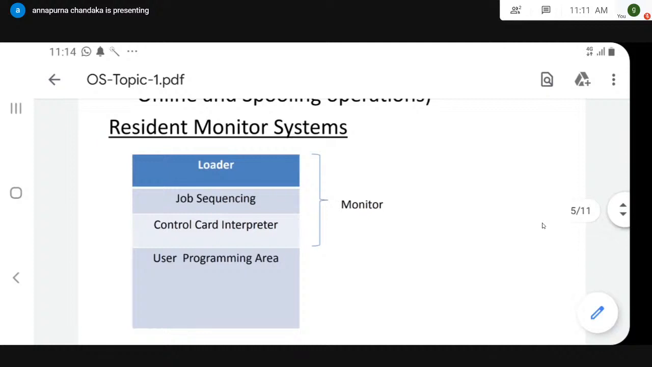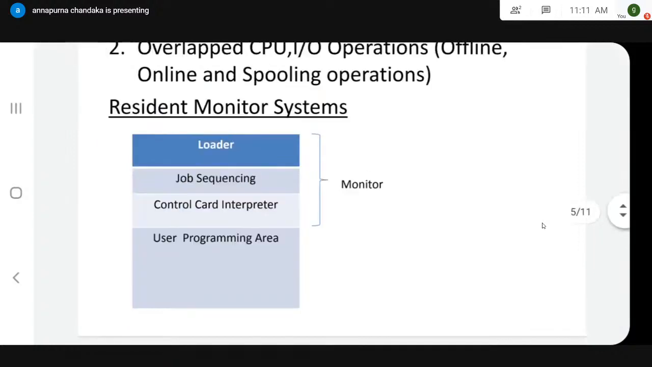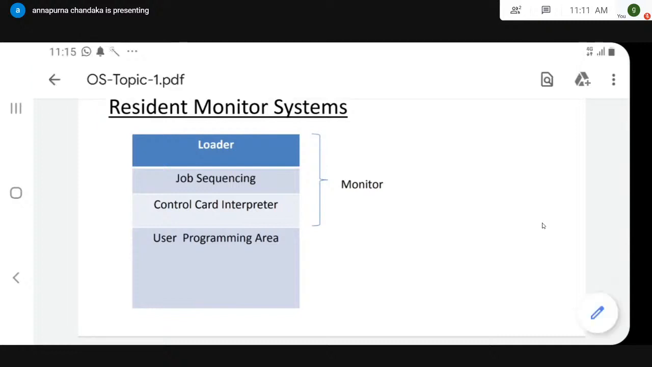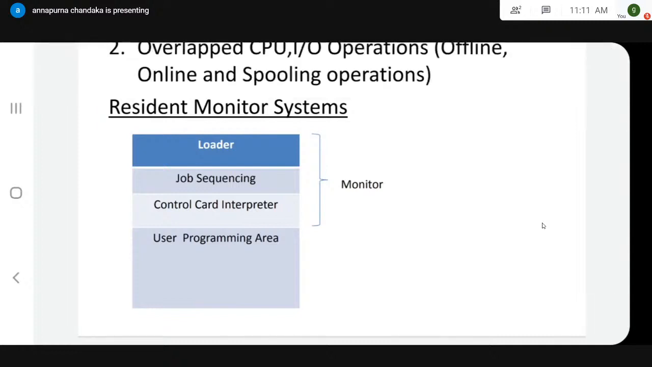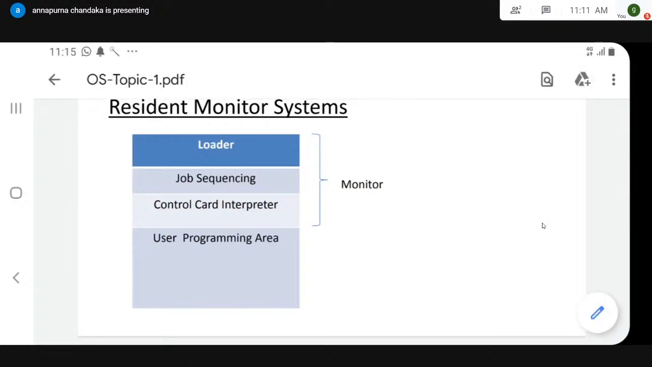Now the main disadvantage of this resident monitor system is that during the process of unloading an executed program and loading a new program, the CPU is again sitting idle most of the time. Again, people are not satisfied with this resident monitor system. Why? Because during the transition of unloading an executed program and loading a new program, the CPU is going to be sitting idle most of the time.